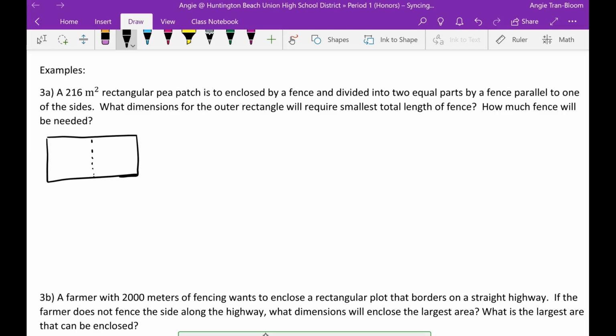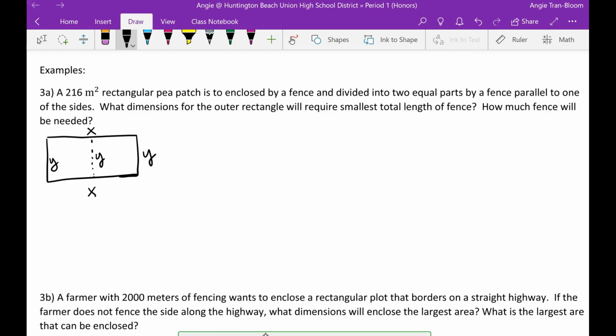What's the next step? Label. Okay, what variable should we use? X. Sounds great. Is X the base or the height? Base. So this is X down here. What's the other variable, the width or the length, whatever you want to use? Y, perfect. How many Y's technically do you have? 3. Can you see why you have 3? Do we need the fence to go around the entire thing and the middle? It says so, right? You are making a rectangular pea patch that is enclosed by a fence, and in the middle, you are dividing it using another fence.